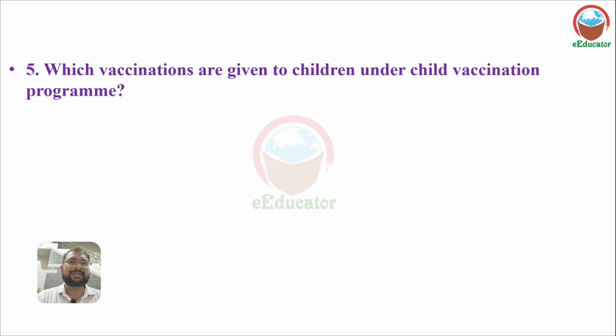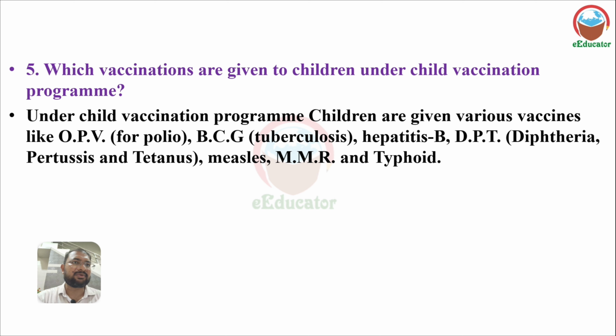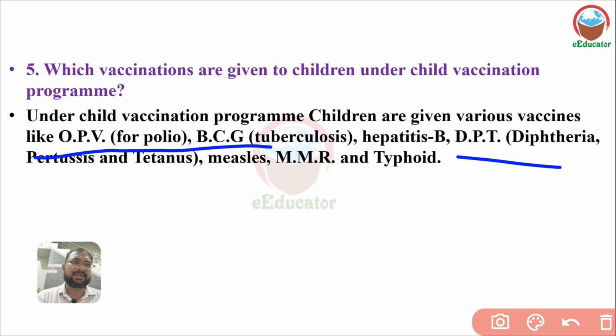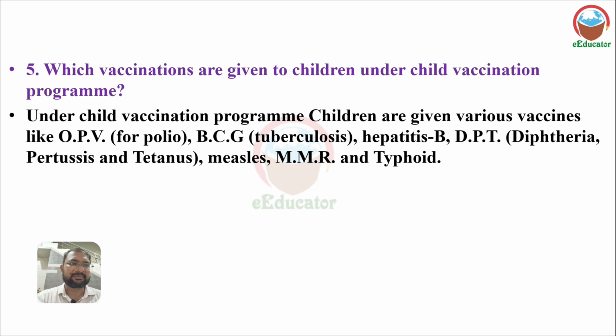Fifth question: which vaccines are given to children under the child vaccination program? Various vaccines are given here, like OPV, BCG for tuberculosis, hepatitis B, DPT, measles, MMR, and typhoid. These vaccines are given under the vaccination program.